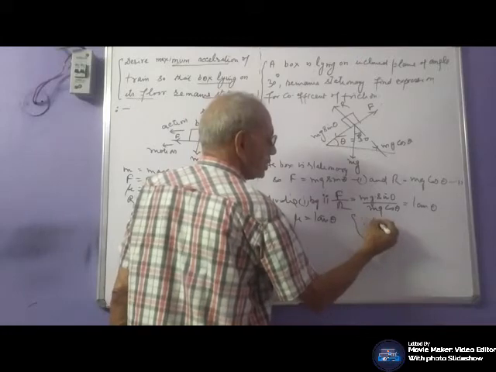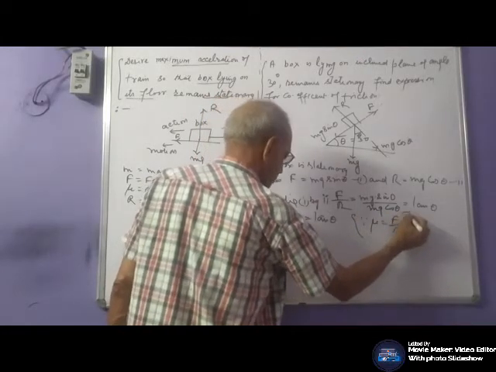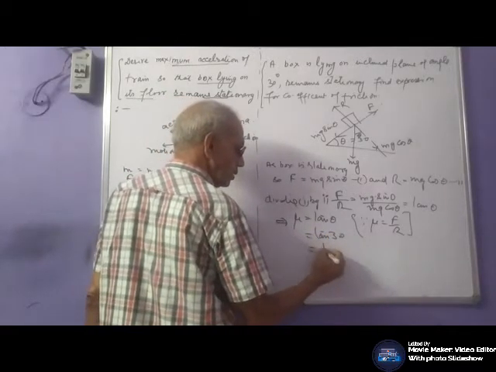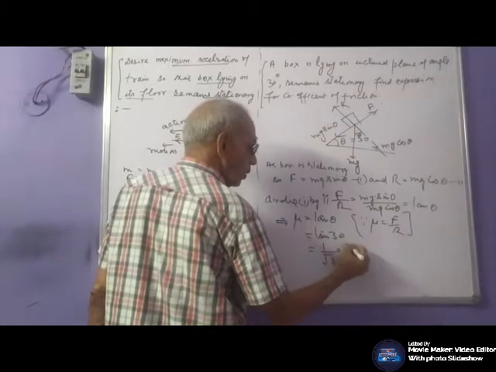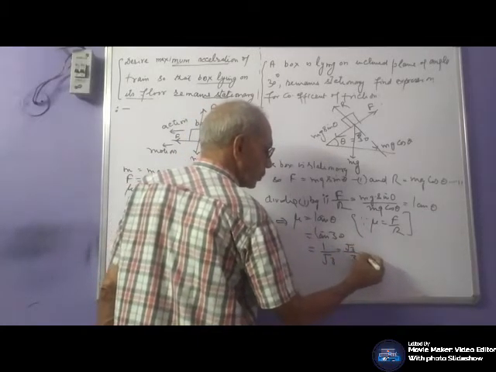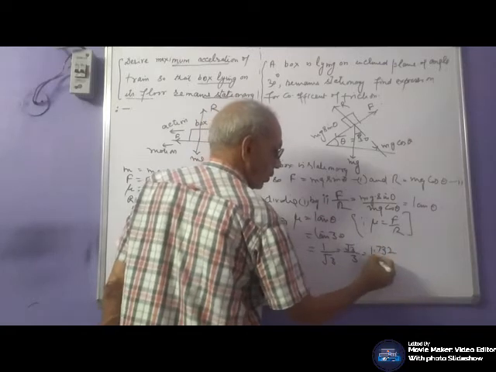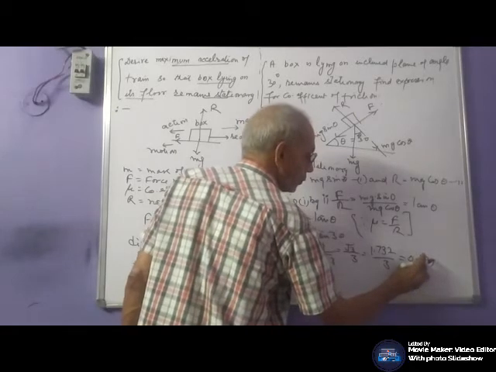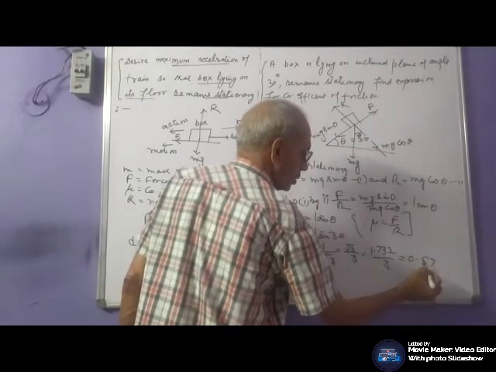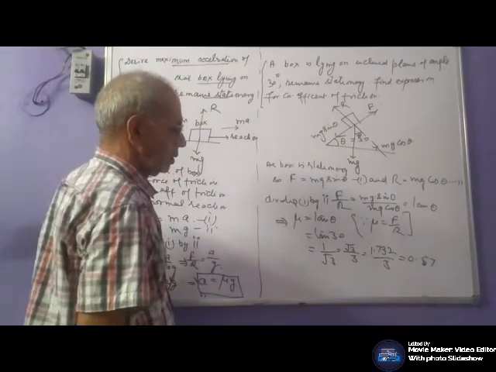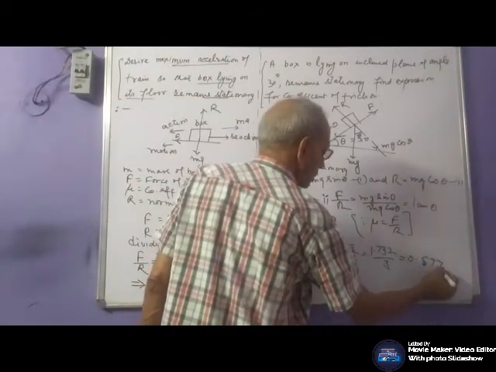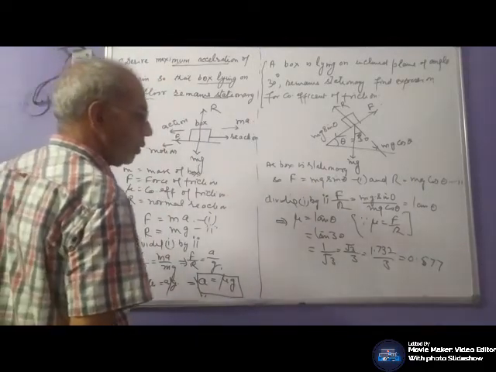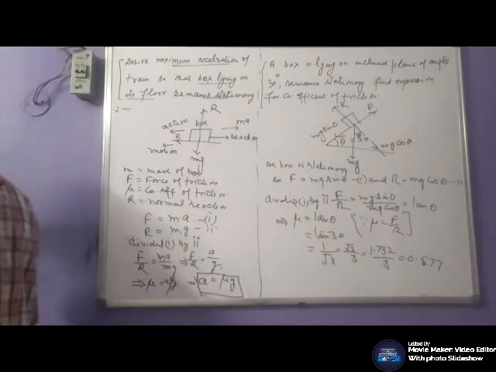Why? Mu is F by R. It is tan 30. It is 1 by root 3, or it is root 3 by 3, 1.732 by 3. This is what? The expression for coefficient of friction, or simply the coefficient.